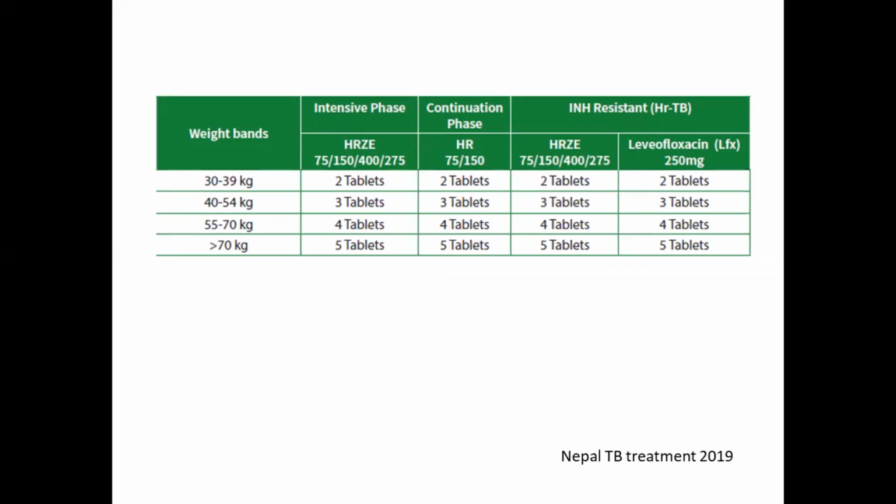And at the community level, the tuberculosis drugs are multi-drug combinations. In the intensive phase, there are 4 drugs, and in the continuation phase, there are 2 drugs. These drugs are available in blister packs. That is the combination of all the 4 drugs in one tablet, and they are given according to the weight of the patient.